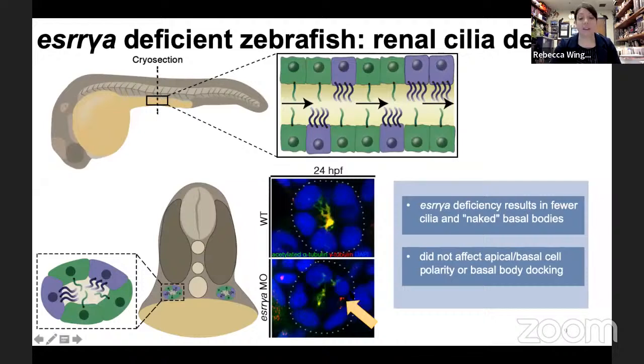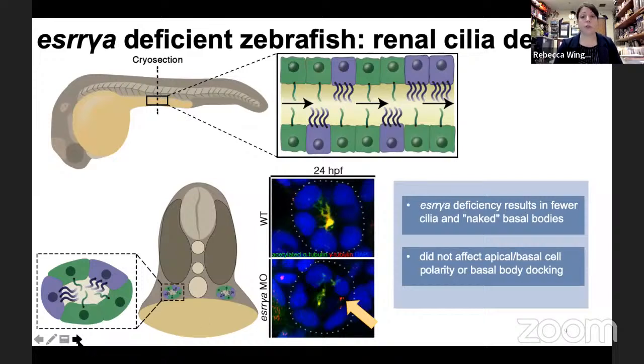But in other stains that I won't show you here, these cells have very clear apical and basal sides. So this is not a reflection of the cells being at a stage where they haven't set up their polarity yet. They have very clear apical and basolateral distribution of other proteins, but cilia formation is disrupted.